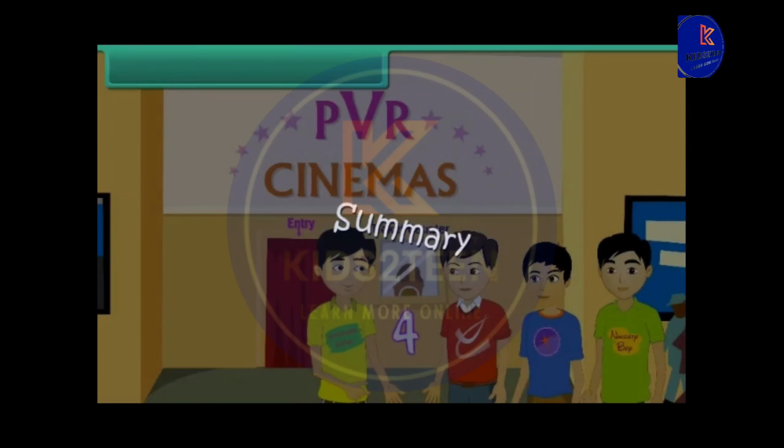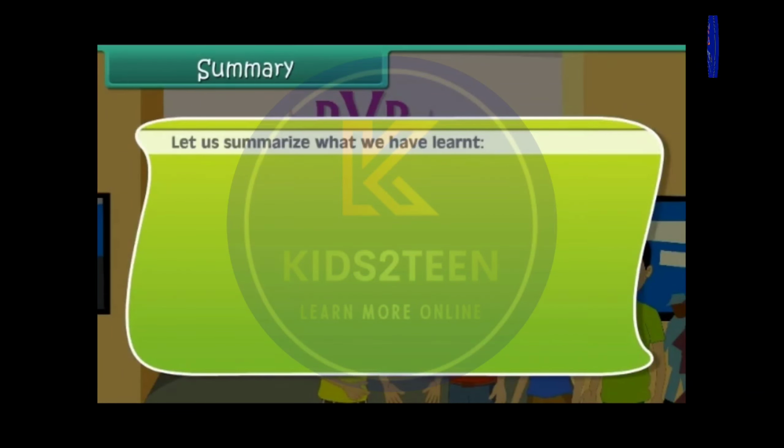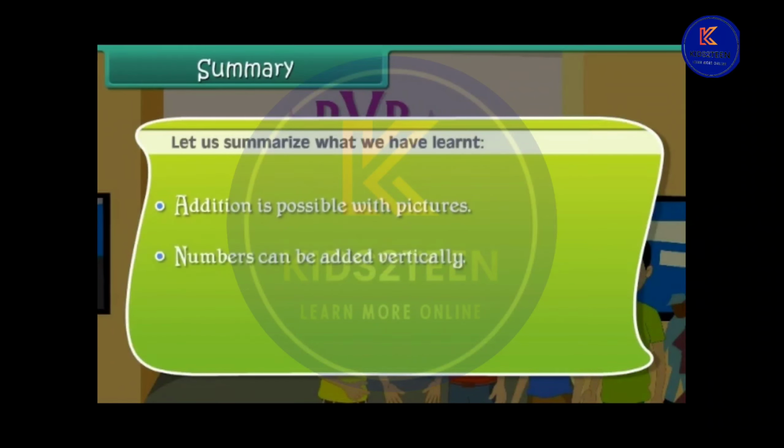Summary. Let us summarize what we have learnt. Addition is possible with pictures. Numbers can be added vertically. Numbers can be added horizontally.